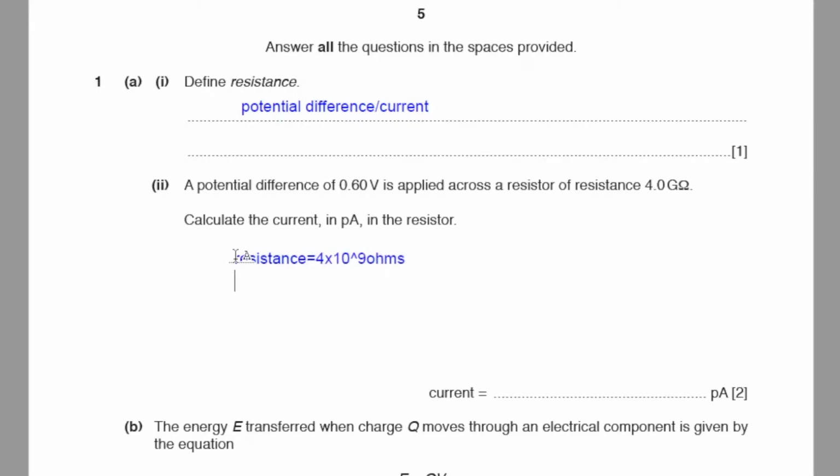Now the formula is current is equal to potential difference divided by resistance. So current is equal to, our potential difference is 0.6 divided by 4 into 10 to the power 9. This gives us the value of current as 1.5 into 10 to the power negative 10 amperes. Now you need to multiply that by 10 to the power of 12 to convert this amperes to picoamperes, and you get the value.